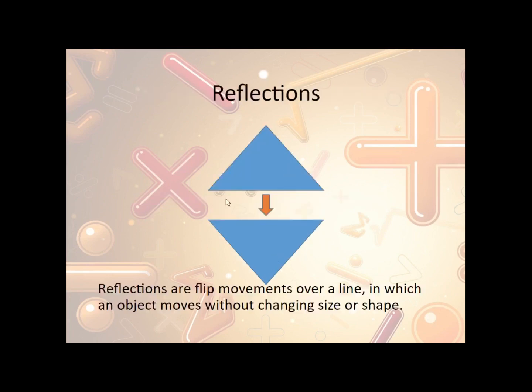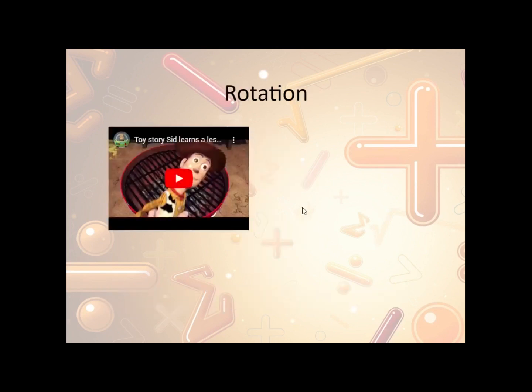So it can be up and down, or it could be side to side. So it could flip and go over here as well. Notice they do not change size or shape. They do change direction, though. So it will flip over and it will look inverted, but the size of the triangle in this case does not change. Now, what is a rotation?